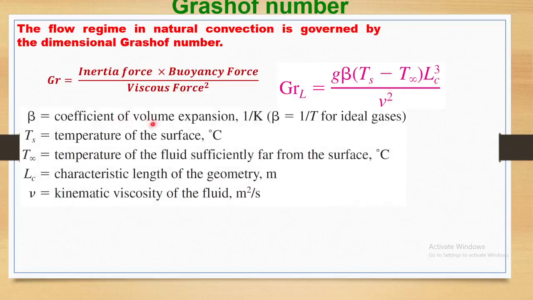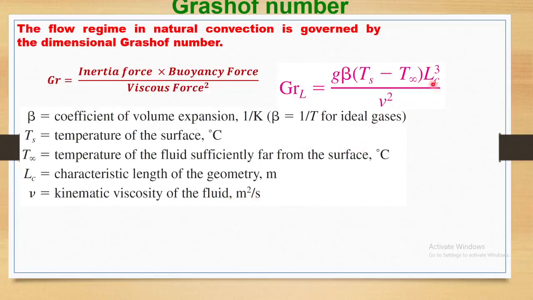Gr is equal to g into beta into (Ts minus T infinity) into Lc to the power cube over nu square, where beta is coefficient of volume expansion, Kelvin inverse, Ts is temperature of the surface in degrees Celsius or Kelvin, T infinity is the temperature of the fluid in degrees Celsius or Kelvin, Lc is called the characteristic length or significant length of the geometry in meter, and nu is kinematic viscosity of the fluid measured in meter square per second.